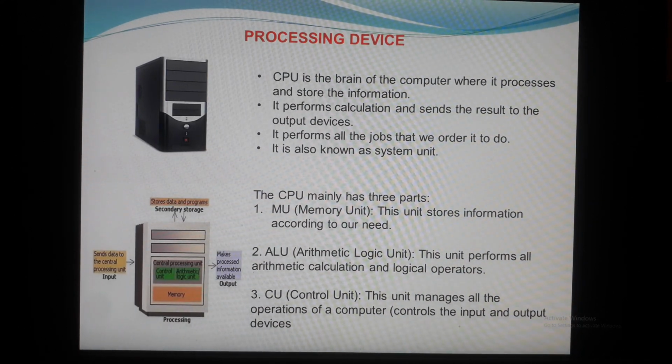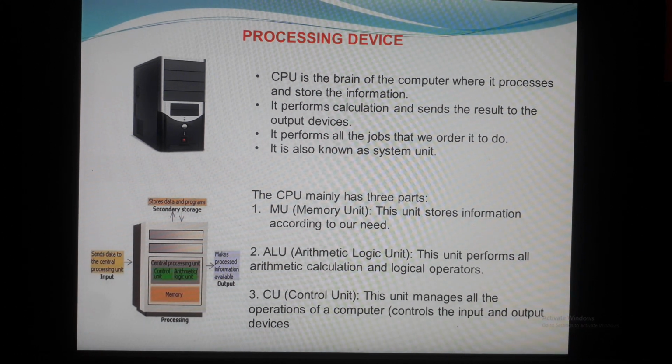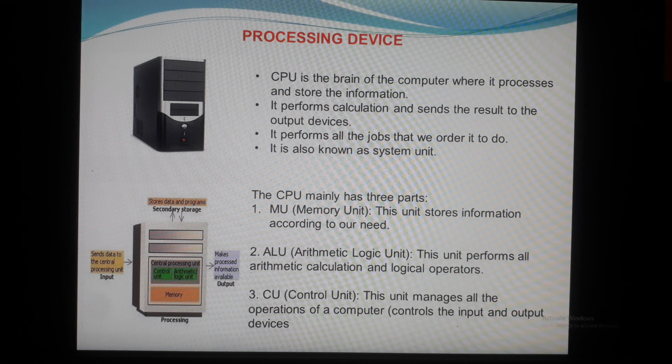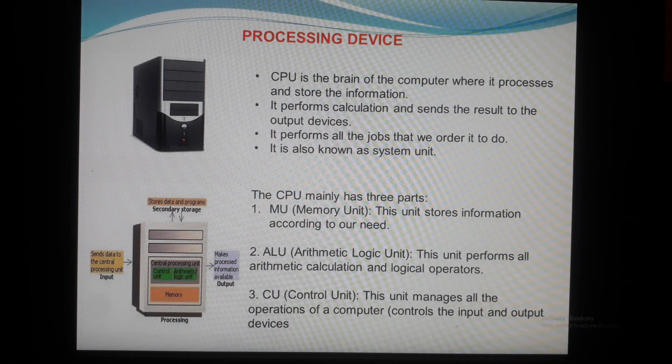Now comes the processing device. As we all know, the CPU is the brain of the computer where it processes and stores the information. It takes the input from the input devices, processes it, and finally gives the output. So it performs calculation and sends the result to the output devices. It performs all the jobs that we order it to do. It is also known as the system unit.